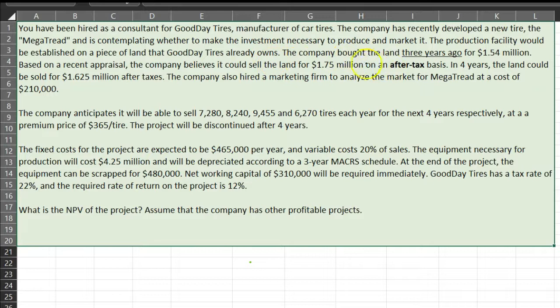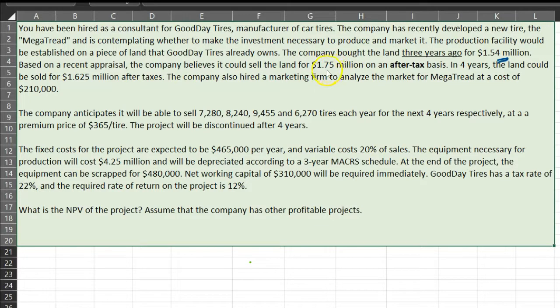The company bought this land 3 years ago for $1.54 million. Okay, so this is how much they bought the land for, right? But this was 3 years ago. Today, there's been an appraisal done on the land, and the company believes it could sell the land for $1.75 million on an after-tax basis. So if they sold it after taxes, they could technically get $1.75 million. This is an important point.